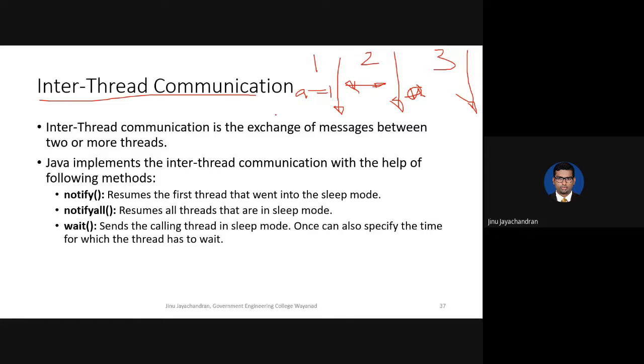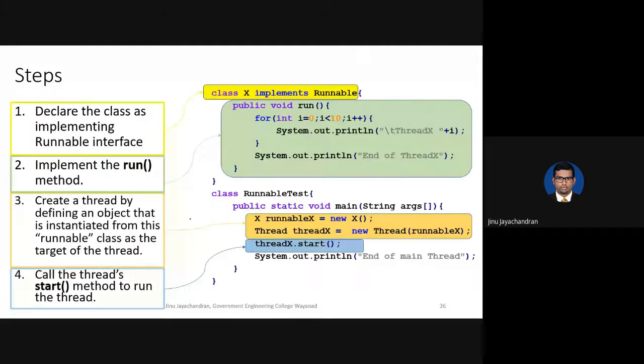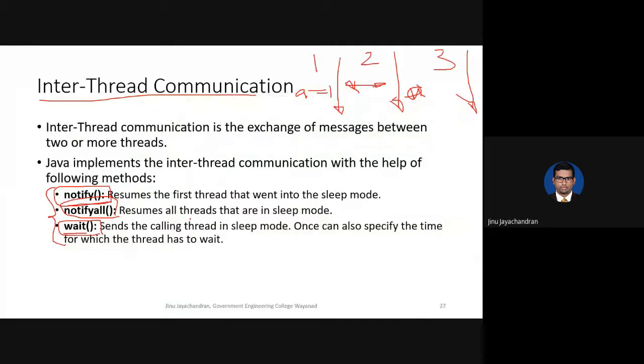Java implements inter-thread communication using these 3 functions: notify, notifyAll, and wait. Notify means, for example, a thread went to sleep, and if the notify function of that thread is called, it will wake up. Or if you want to wake up all the threads, you can just call notifyAll. If you want to send a thread to the sleep state, you can call wait. So this is called multi-threaded programming in Java.